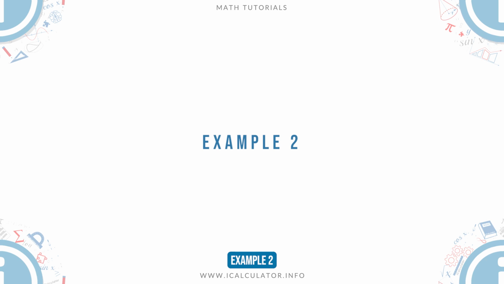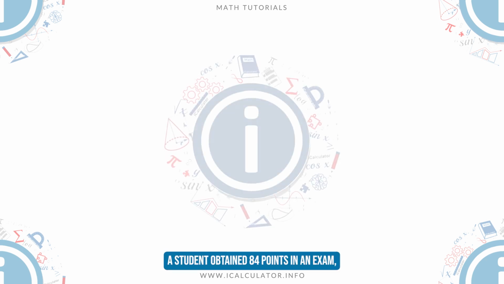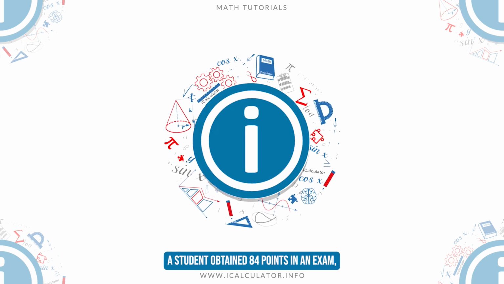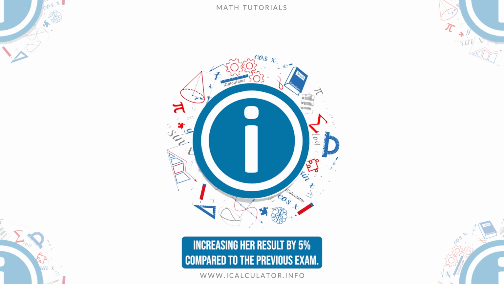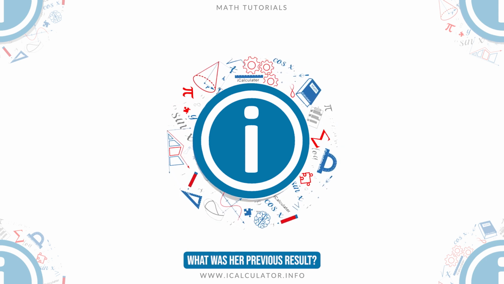Example 2. A student obtained 84 points in an exam, increasing her result by 5% compared to the previous exam. What was her previous result?